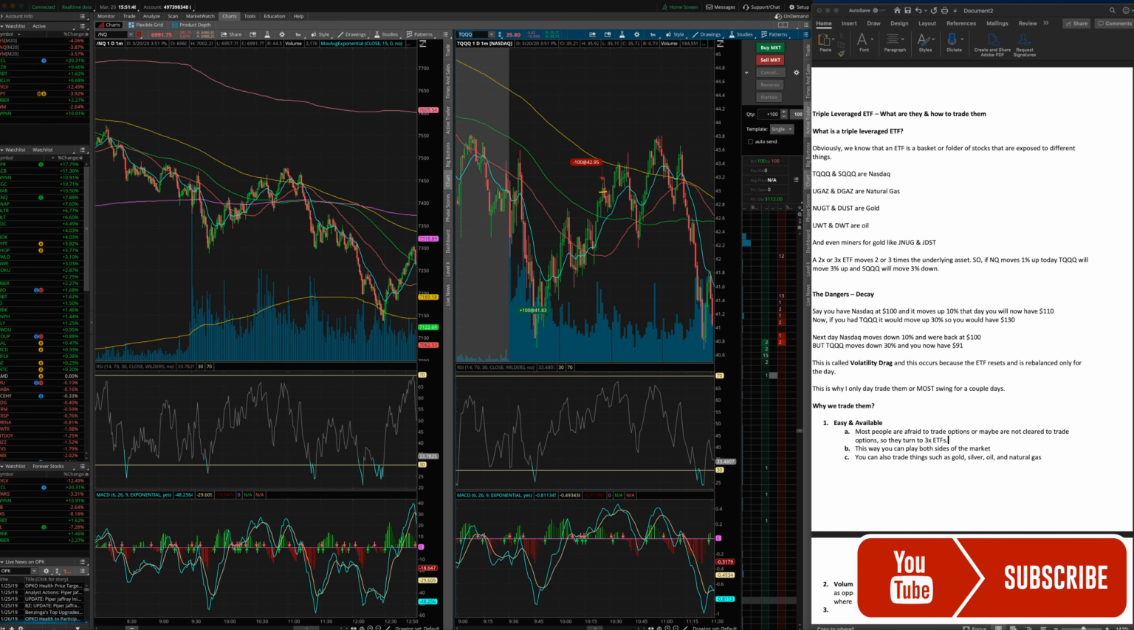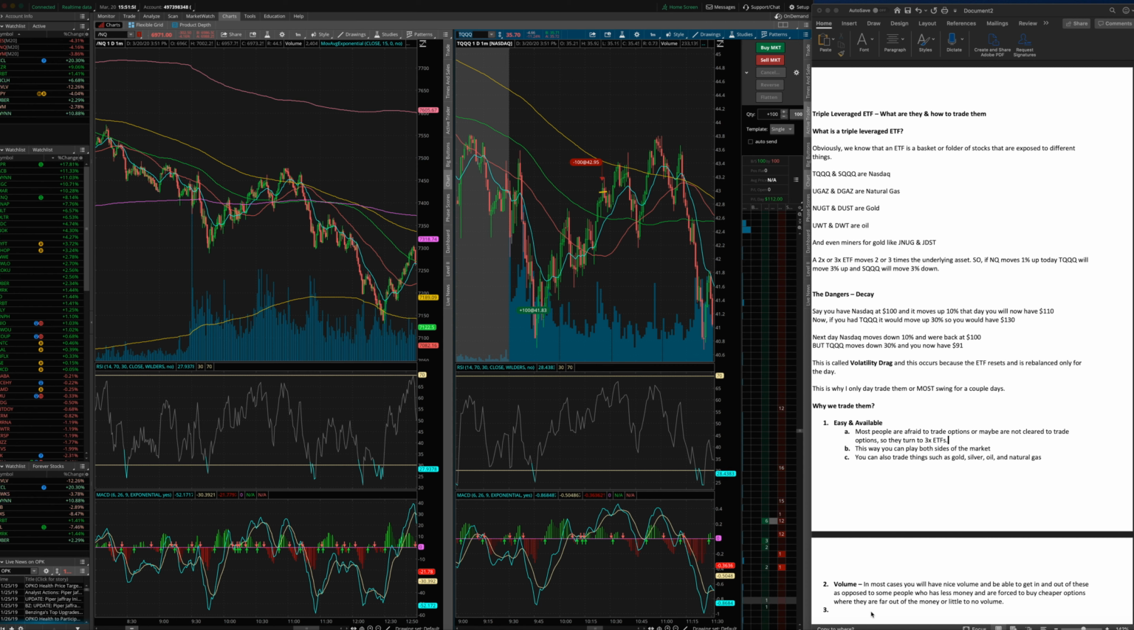An ETF is essentially a basket or a folder that holds a bunch of different stocks. Each ETF is exposed to different things. So there are certain ETFs that have a bunch of tech stocks as a part of them. There might be some ETFs that correlate with oil or gas, and we're going to go over those. But a double or a triple leveraged ETF essentially moves 2 to 3 times the underlying asset.